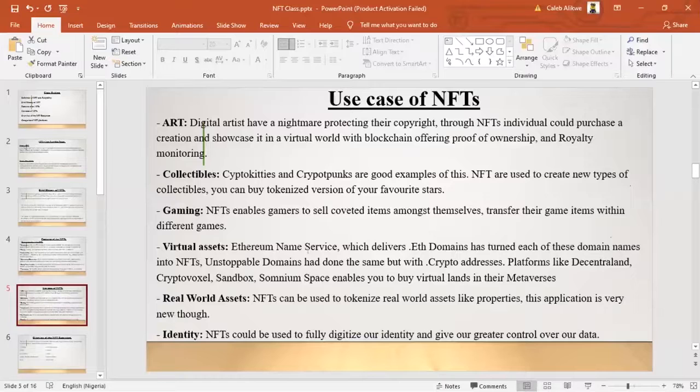Then real assets. NFTs can be used to tokenize real assets like properties. This application is pretty new, so there are not so many applications of it right now, but there are some platforms that are creating value using NFTs to represent real assets.